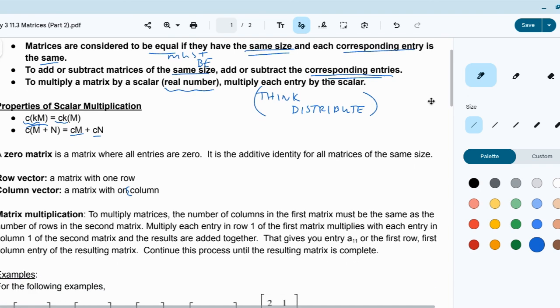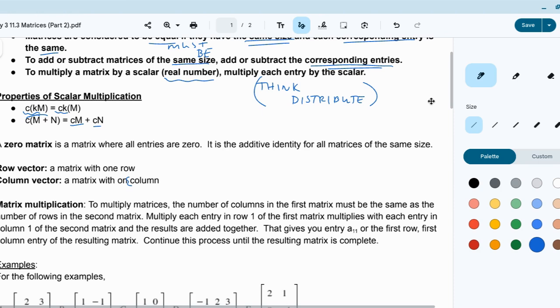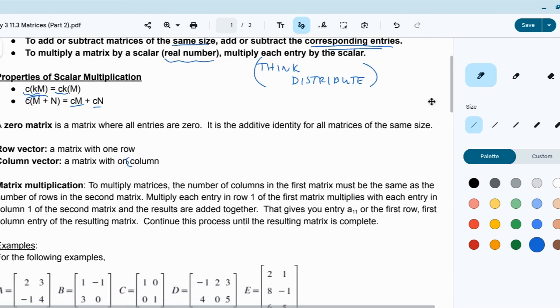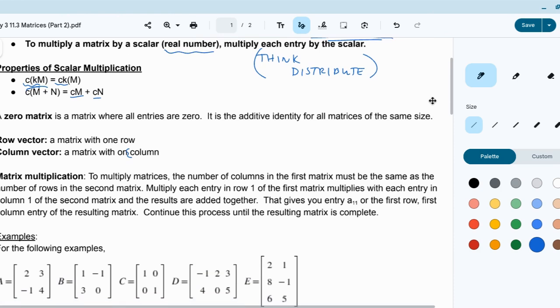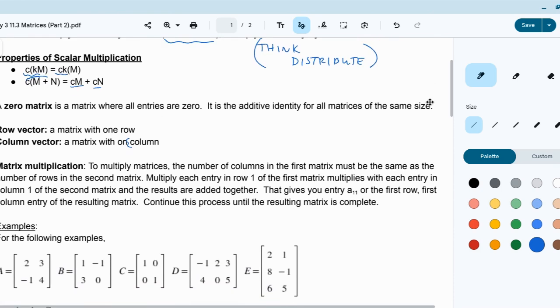Some other vocabulary right here. A zero matrix is a matrix where all entries are zero. It's the additive identity for all matrices of the same size. You can read about a row vector, where it's just a matrix with one row. A column vector is a matrix with one column.